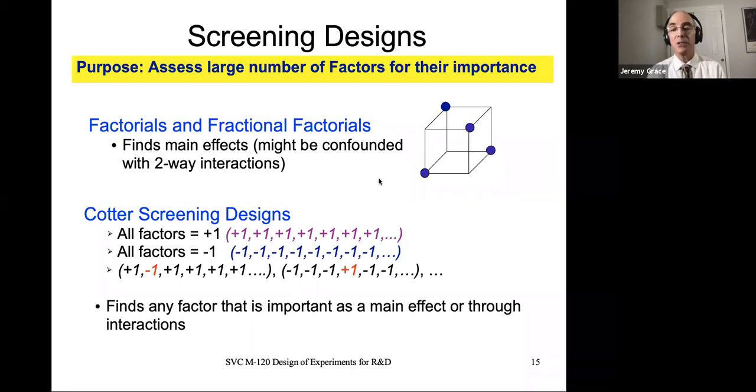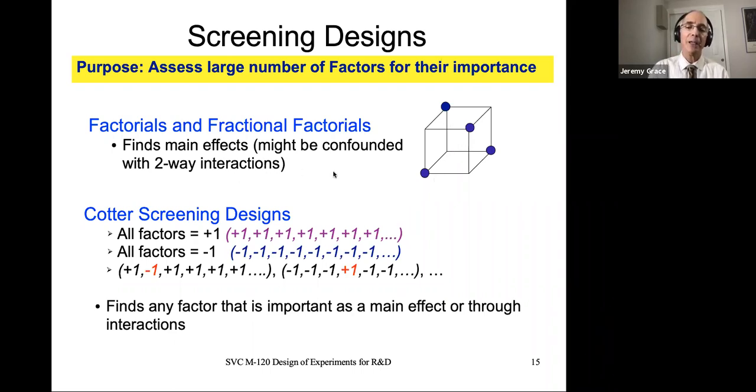Why? Because in 3 factors, you have 3 main effects. So you have 3 main effects and an average value. You need 4 points to fit that model. There are your 4 points, a half fraction. And it turns out the other half fraction will give you the same information.